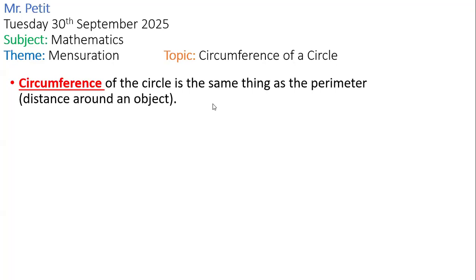Acacia, read this first sentence. The circumference of the circle is the same thing as the perimeter, the distance around an object. Very good. And Albert, can you read the definition about circumference? The circumference of the circle is the same thing as the perimeter, the distance around the object. Very good. So that's what we mean by the circumference.